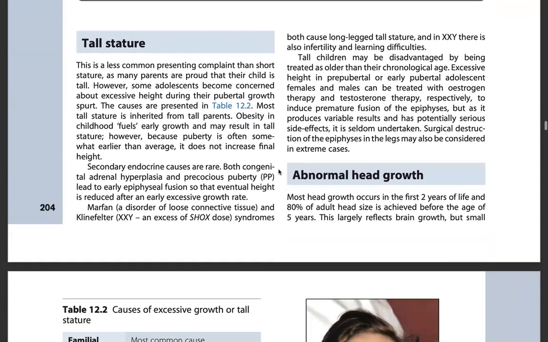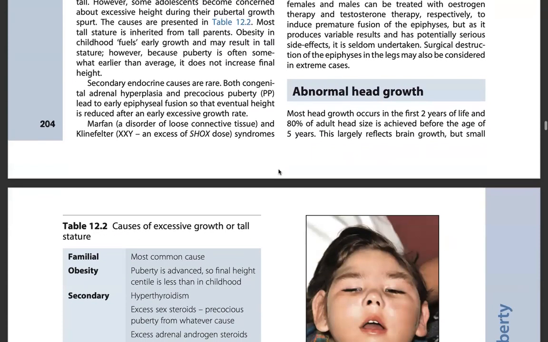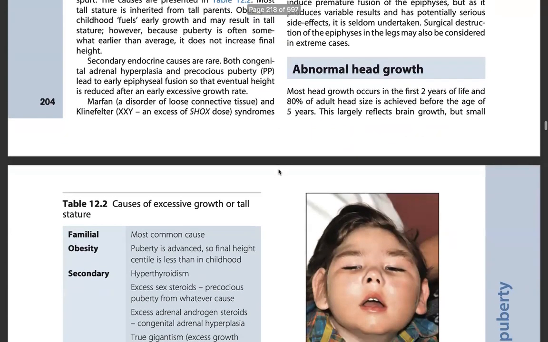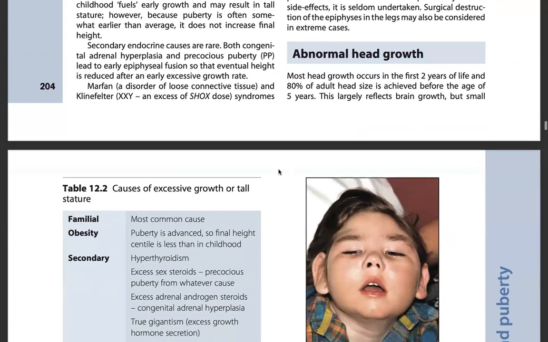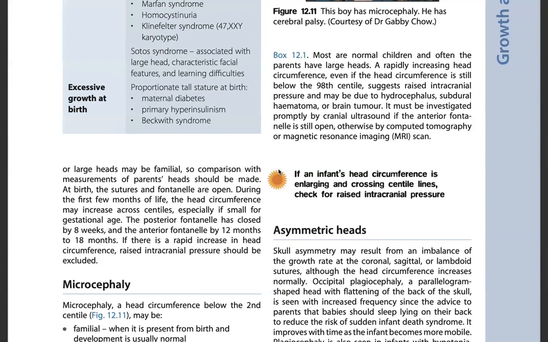Abnormal head growth. Most head growth occurs in the first 2 years of life, and 80% of adult head size is achieved before the age of 5 years. This largely reflects brain growth, but small or large heads may be familial, so comparison with measurements of parents' head circumference should be made at birth.